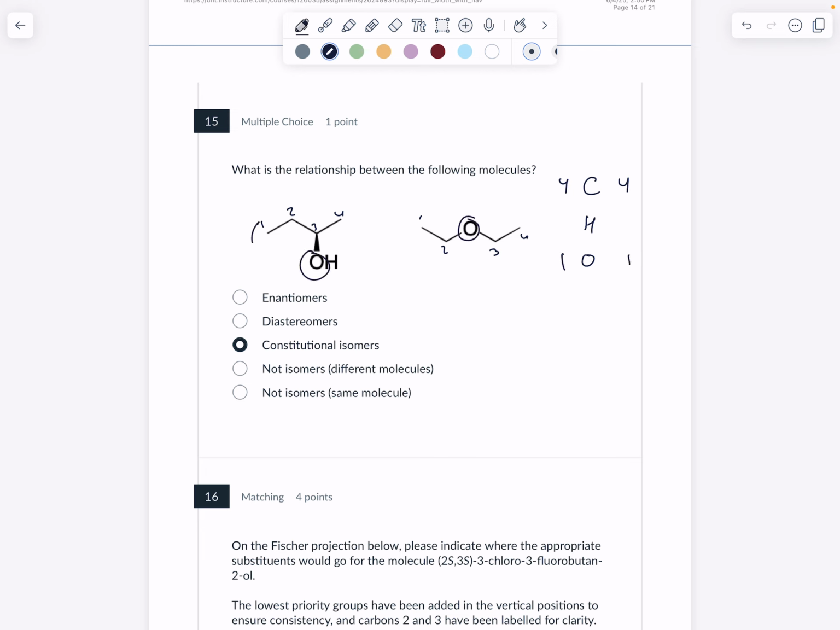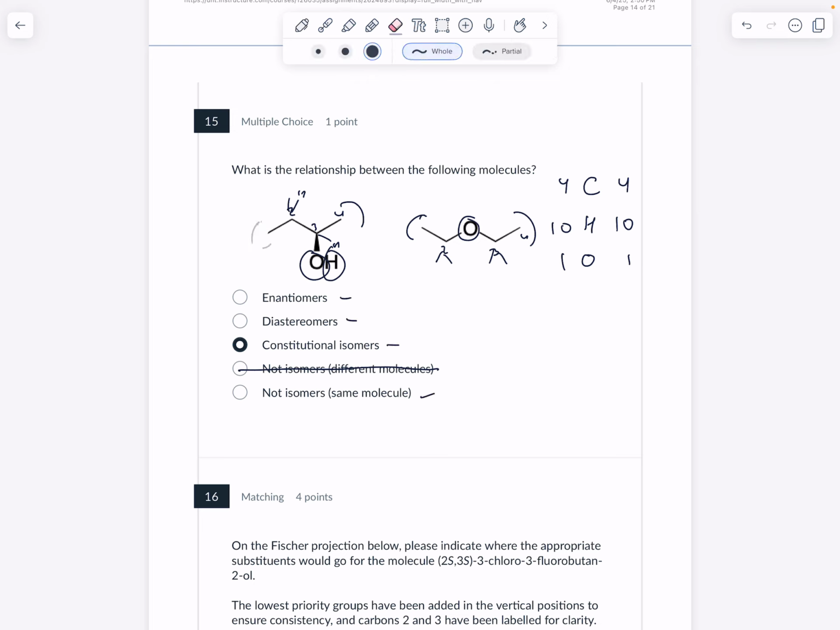And how many hydrogens? We have 3, 4, 5, 6. I'm not going to draw them all in. 7, 8, 9. And then 1 on the alcohol. So that's 10. Now we have 3, 4, 5, 6, 7, 8, 9, 10. Okay. So these are definitely not totally different molecules. They could be, in theory, an enantiomer, diastereomer, constitutional, or not isomer. They could be the same molecule.